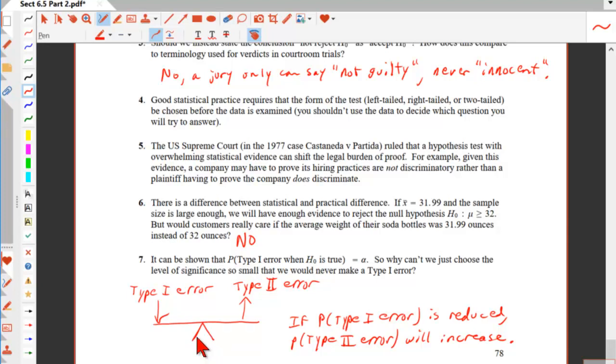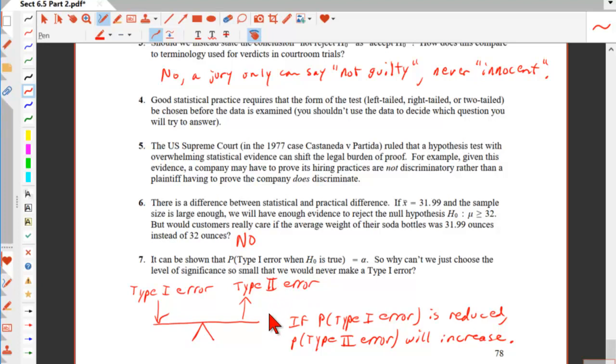You should keep in mind a teeter-totter or seesaw like this. It turns out that if I reduce the probability of a type 1 error, it's unavoidable that the probability of a type 2 error will increase. Probability of type 1 error is reduced, probability of type 2 error will increase. And type 2 errors aren't good either, so I have to get a balance here. I can't take alpha to be too large because then I'll get too many type 1 errors, but nor can I take it too small because then I'll get too many type 2 errors.